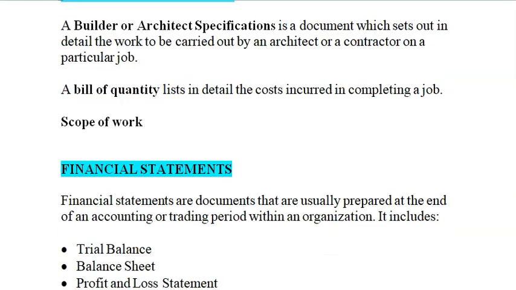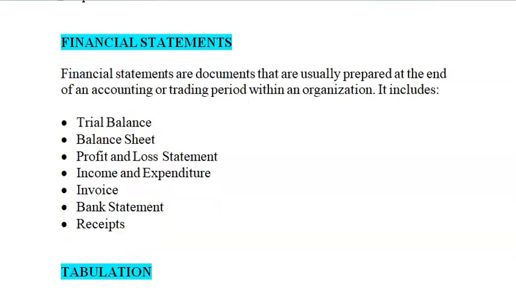All right. Then we have financial statements. Financial statements are documents that are usually prepared at the end of an accounting or trading period within an organization. It includes things such as a trial balance, a balance sheet, a profit and loss statement or profit and loss account, an income and expenditure account, invoices, bank statement, and receipts. All right, for our subject, you'll normally see some of these things in paper 2 that asks you to draft them. All right, but these are examples of financial statements.